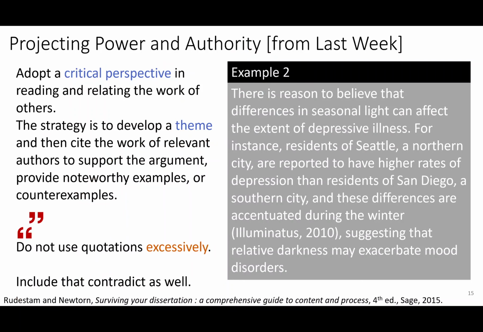Alright, now let's look at a revised version of that example. Here you see the thematic emphasis, where the topic of the paragraph is: there is a reason to believe that differences in seasonal lighting can affect the extent of depressive illness. For instance, residents of Seattle, a northern city, are reported to have higher rates of depression than residents of San Diego, a southern city, and these differences are accentuated during the winter time. And then you cite the paper, suggesting that relative darkness may exacerbate, I don't know how to pronounce that word, mood disorders.